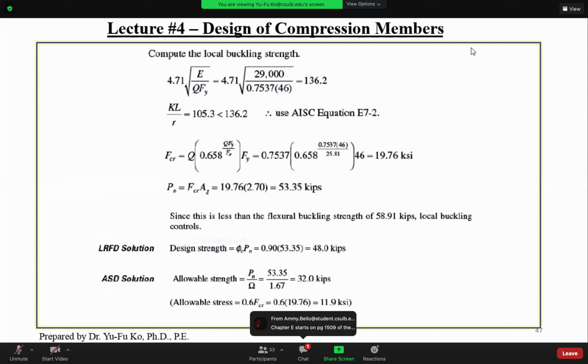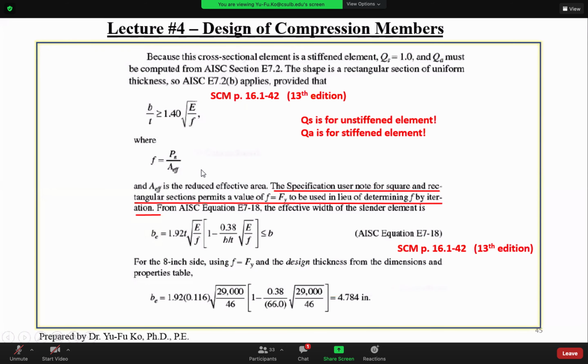So this is the simplified approach to estimate the F in here. You assume F equal to Fy. Like I say, in exams and homework, you can use this method if you're running out of time.